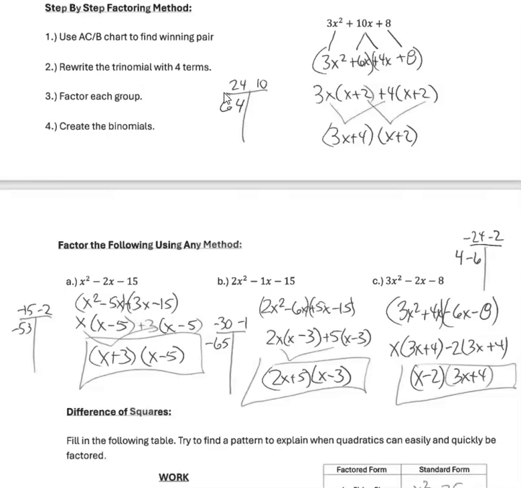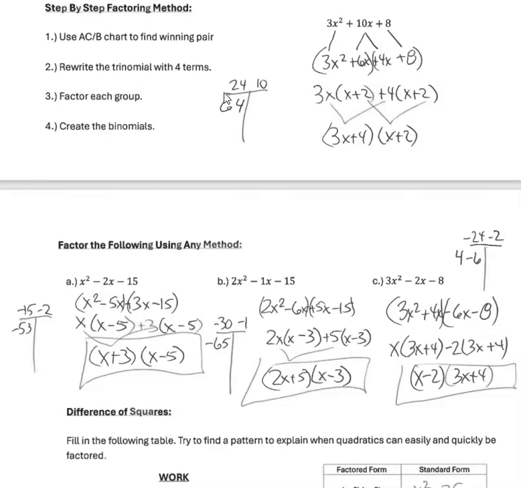So it'd be an x plus 3 and x minus 5. Those are your two binomials that can be FOILed together to get your trinomial. In the next one, you do the same thing. You write the first term and the last term, but the middle term you are going to break into two things, which is negative 6 and 5 by using your ACB chart. Once you have that, you group them.